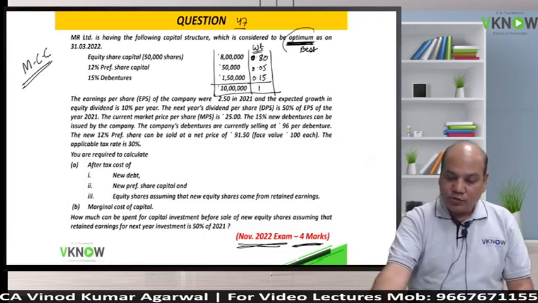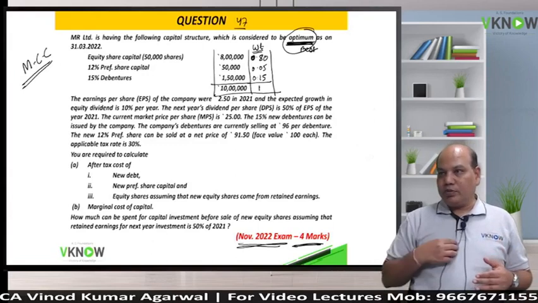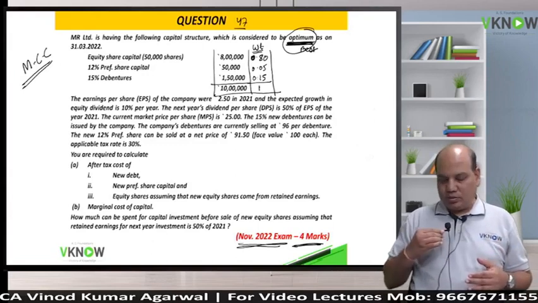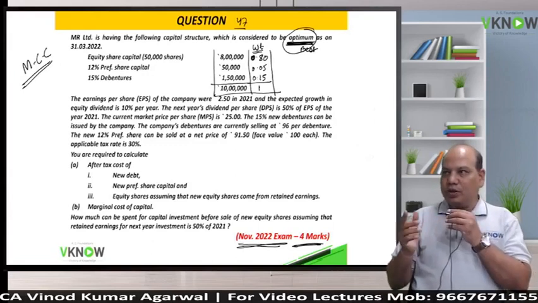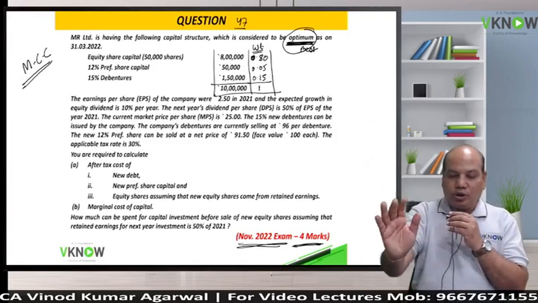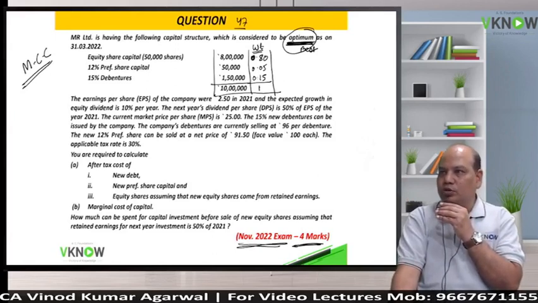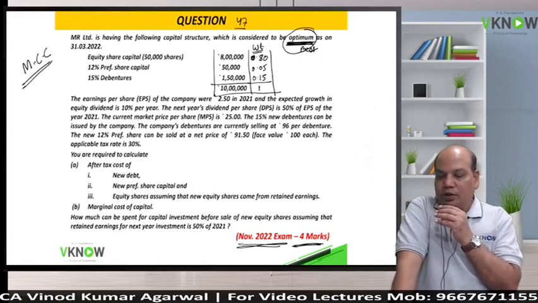So these are the weights of these three sources when the capital structure is optimum. So if they want to raise fresh capital, they would try to keep the ratio same. A company which has identified the optimum capital structure will try to maintain the same. So new funds will also be raised in the same proportion. That is the purpose of using the term optimum there.